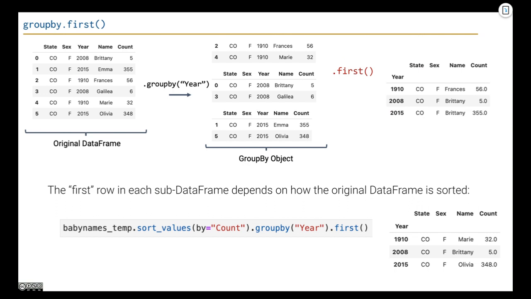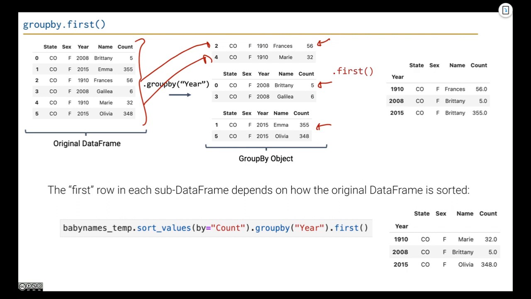Okay, so we talked a little bit about this idea of first. Let me show you how this is going to work. So if we go back to our baby names temp and I group by year, then I call first, it's now going to look at the first entry in each of these sub data frames, and that's what it's going to grab. So that was really dependent on how this original data frame was sorted, right? Because that's really the order that indicated how they were pulled. When I went to 1910, it pulled that one first and then this one second, just because that's how they were sorted in my original data frame.